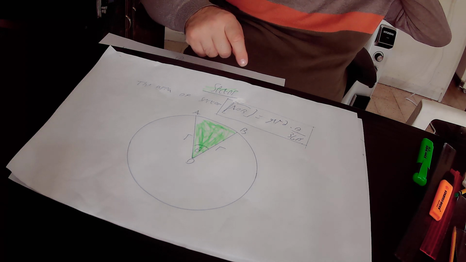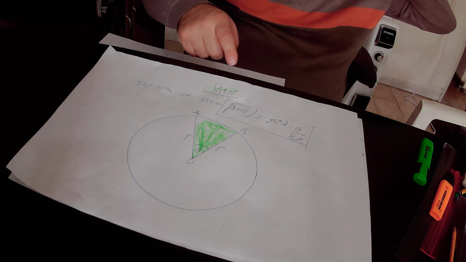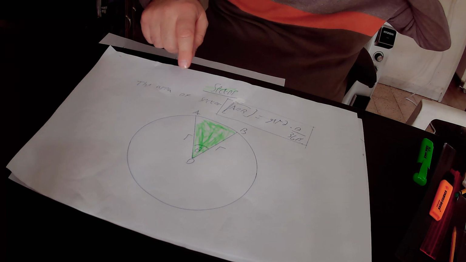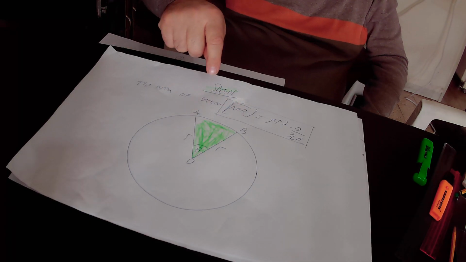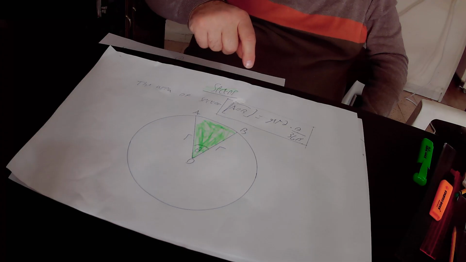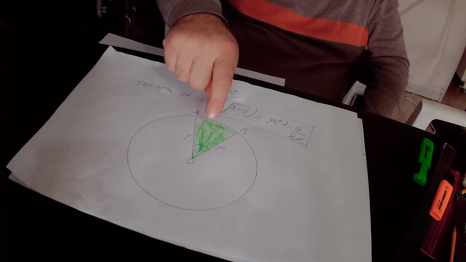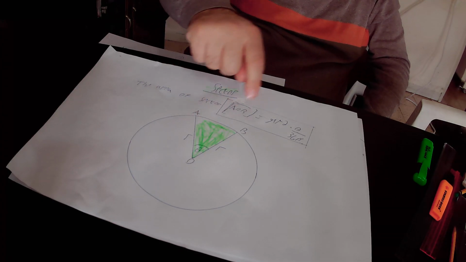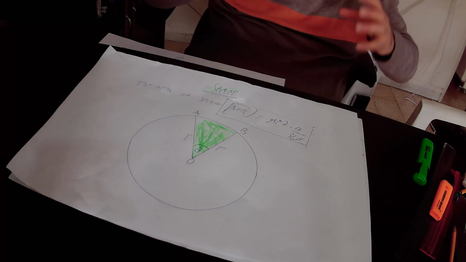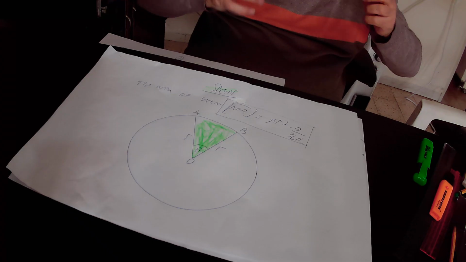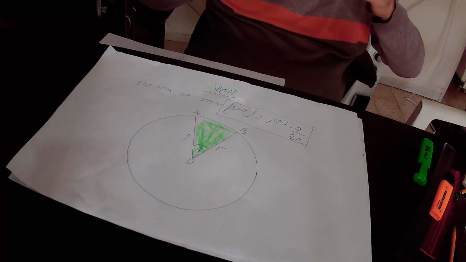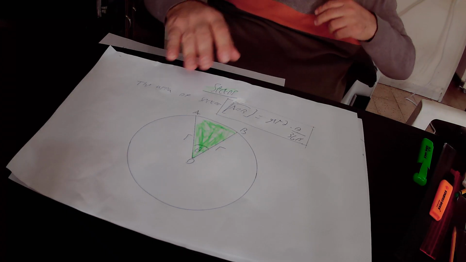And what is the area of this sector AOB? The area of sector AOB equals the area of the circle that contains the sector, that is pi r squared, times the angle between the legs of this sector, theta, over 360 degrees. Repeat again: the area of any sector equals the area of the circle that contains the sector times the angle between the legs of the sector over 360 degrees.